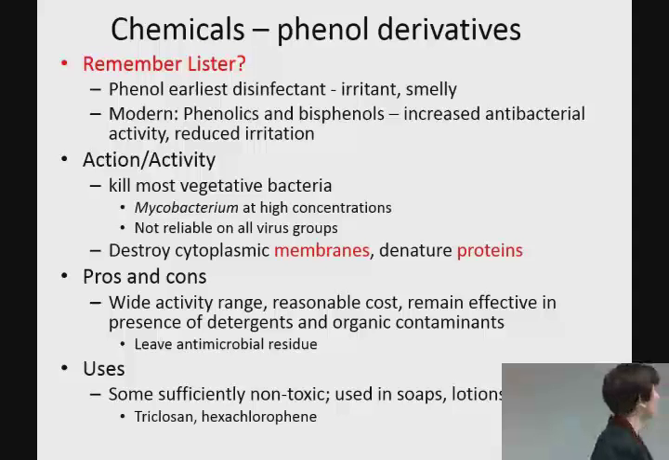Okay, so here are the phenol derivatives, and what do they do? They kill vegetative bacteria and mycobacteria if you use high concentrations. They don't work very reliably on viruses. What they do is destroy cytoplasmic membranes and denature proteins. So they're more likely to be effective on what kind of viruses? Remember, there's two main structural subtypes of viruses: naked and enveloped. So this might be effective against some of those enveloped viruses, but probably not against the other ones.